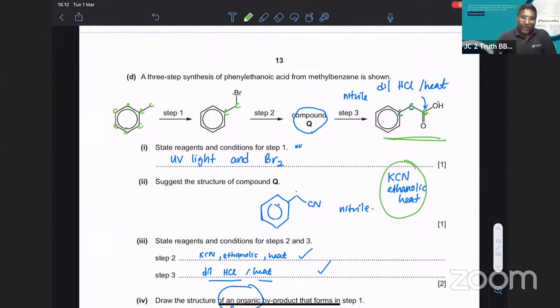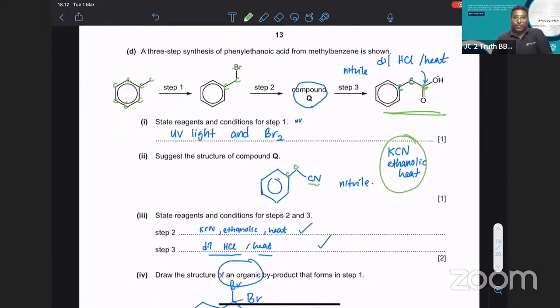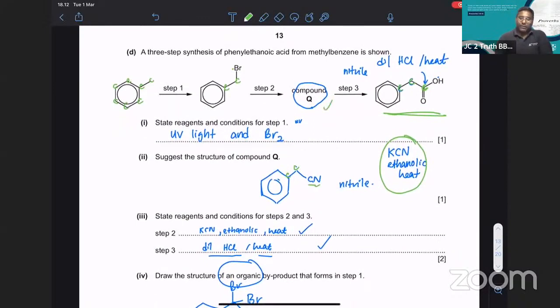Once you do that, what will happen? The C and C, then you have an additional carbon over there, so a nitrile group is formed. This nitrile group is compound Q. Then you need to change the nitrile into carboxylic acid. To change the nitrile into carboxylic acid, you must react with dilute HCl and heat. That's why I put dilute and heated. So you will get this acid.